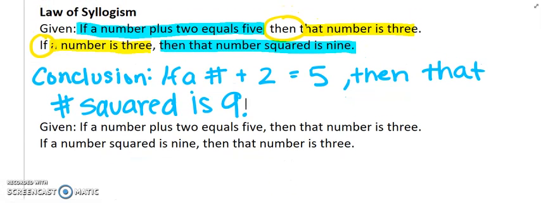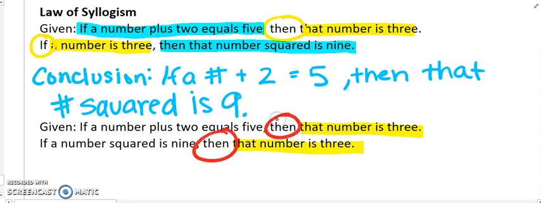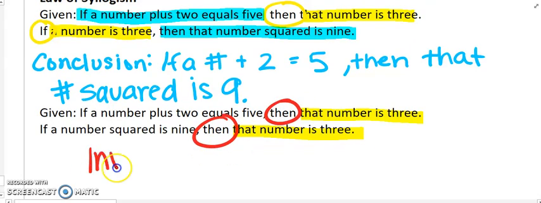Let's contrast that to a very similar example. If a number plus 2 equals 5, then that number is 3. If a number squared is 9, then that number is 3. I have 2 if-thens. Great, that's what I have to have for syllogism. But they are both thens. I cannot combine these because one if and one then cancels. I can't combine these, they're both thens. So this is invalid. There is no conclusion I can draw.